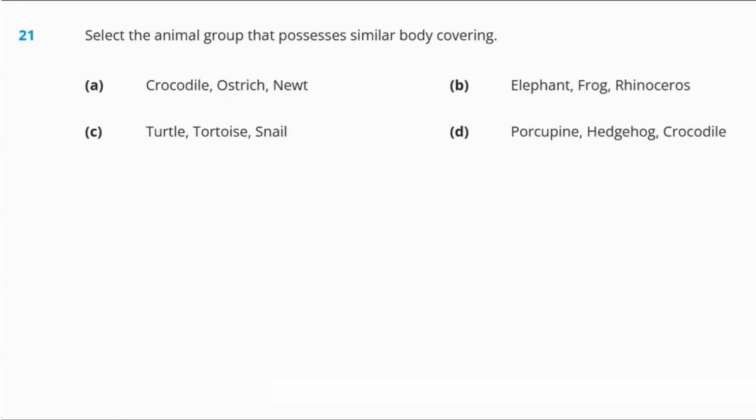Question number 21, select the animal group that possesses similar body covering. Okay, if we see the crocodile, I will write here, this is scale, ostrich is feather, newt is skin. If we see elephant, skin, frog is again skin, rhino is skin, thick skin. Okay, turtle is scutes, tortoise, scutes, and snail, it would be the shell, right? Porcupine, spine, hedgehog, spine, crocodile, scale. So which is the similar one? Option number B over there.